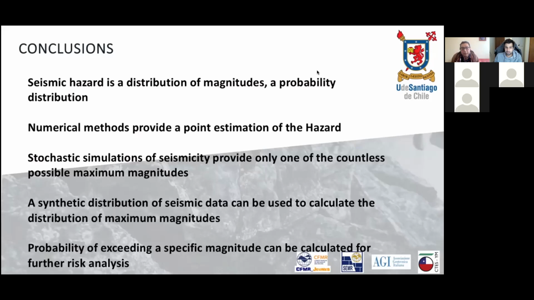So the new conclusions from this is that you can use existing models to create a synthetic distribution, and that synthetic distribution can be utilized to create this distribution of maximum magnitude, and that can be used to calculate, for example, the probability of exceeding an energy demand, which is useful for support calculations and also all the economic aspects of a risk analysis.